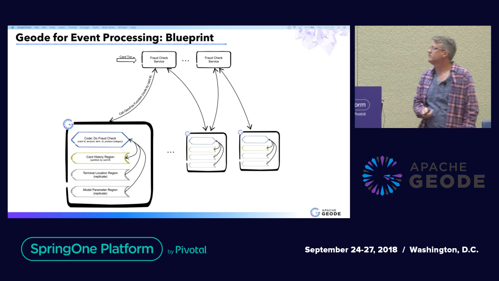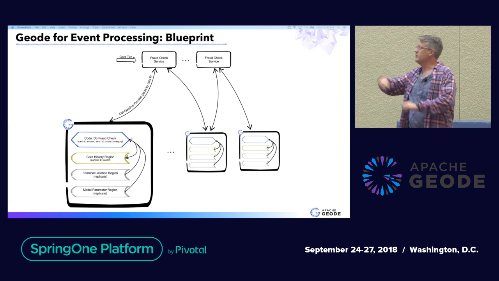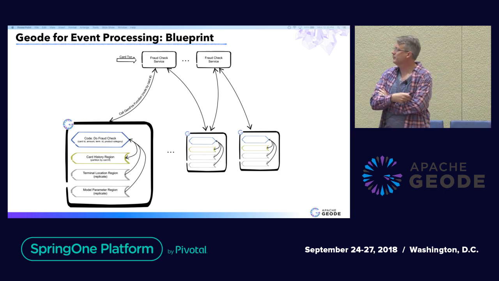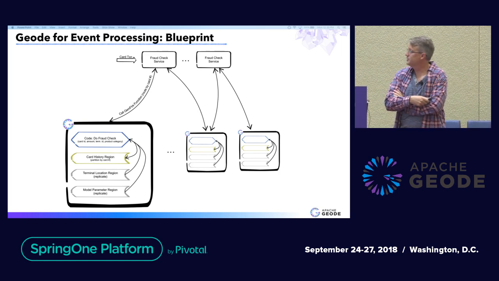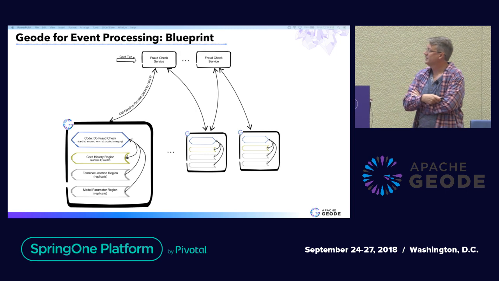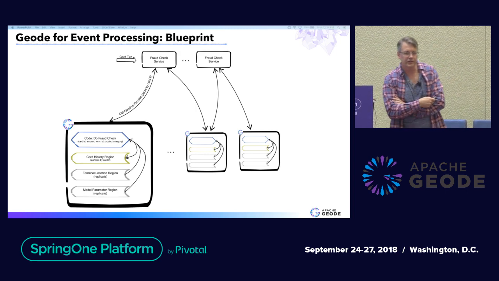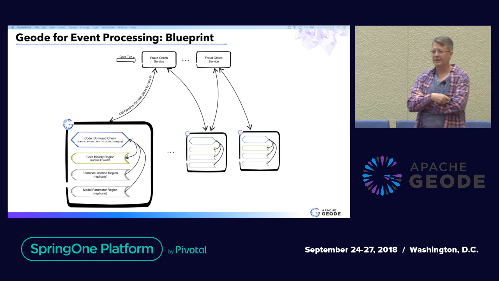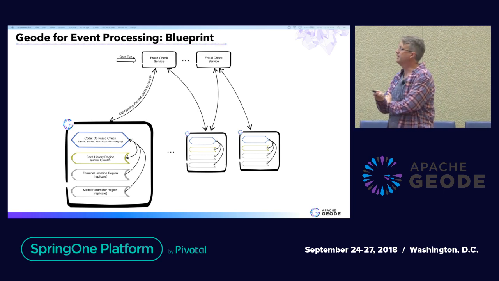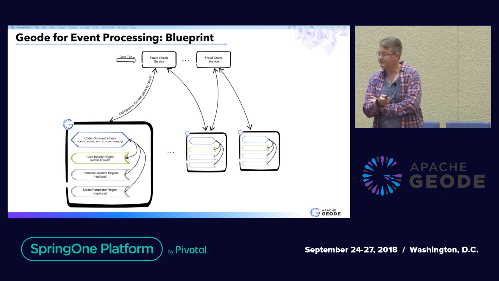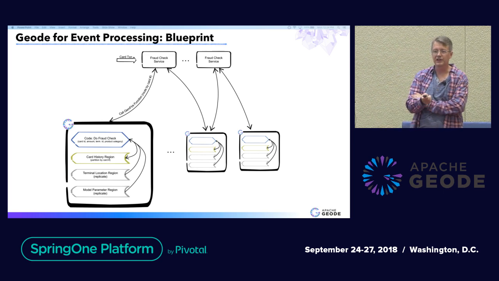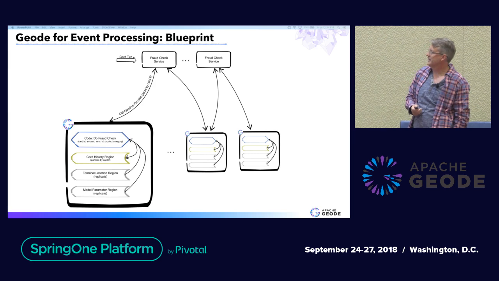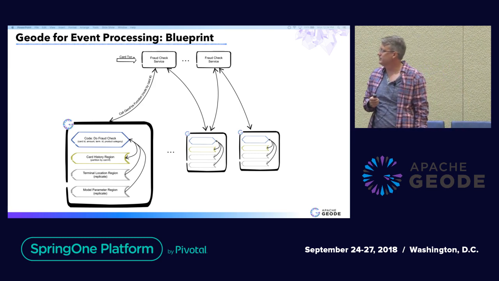Okay, so here's the blueprint for that one. Again, we are using Geode partition regions. In this case, it's the card history that is in the partition regions, and we're partitioning by credit card number. So one data node handles a subset of the credit cards, another data node another subset, and so forth. And again, we have a Geode function involved.